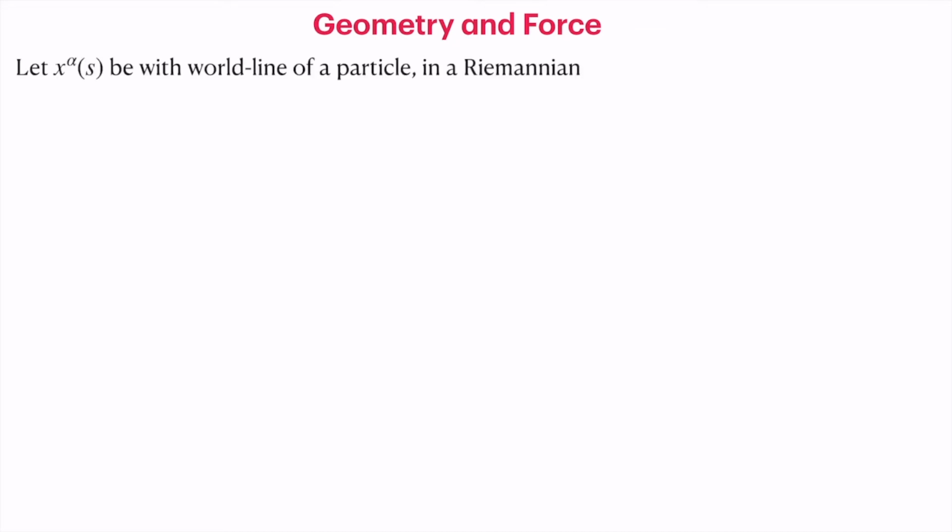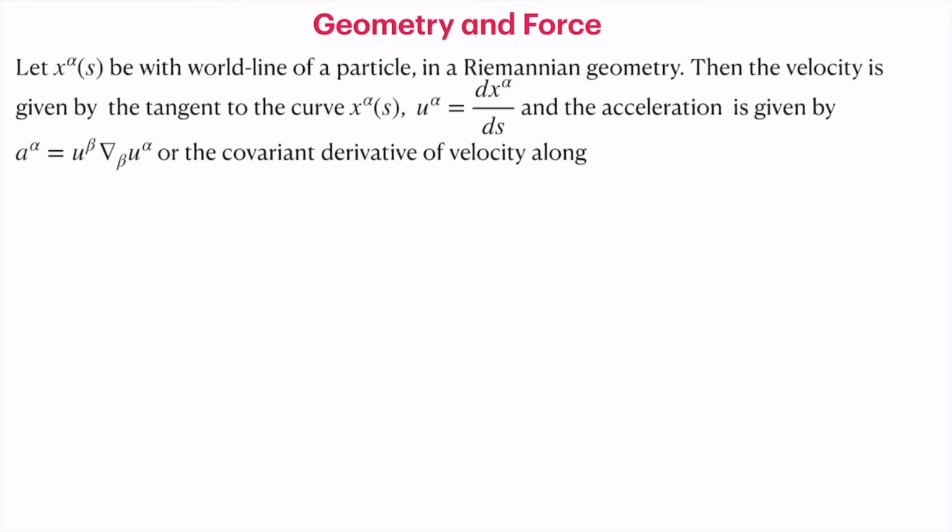Let us look at them in terms of Newton's equation of motion, or a generalized equation of motion in a curved space-time. Let x alpha of s be a world line of a particle in the Riemannian geometry. Any time-like curve or curve along which a particle moves in the space-time is called its world line. That's just a name, but it is somehow picked up. It represents how it propagates in the space-time.